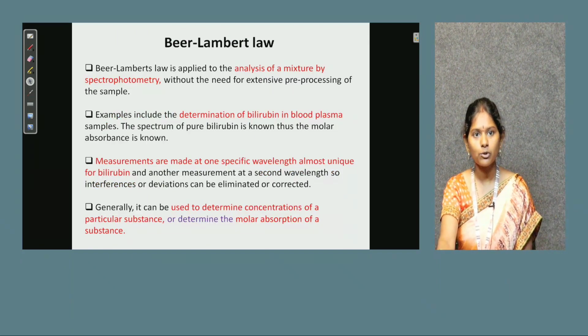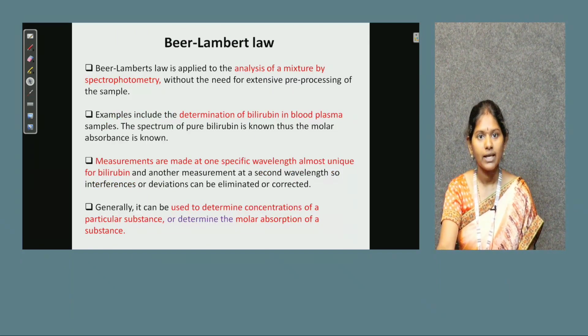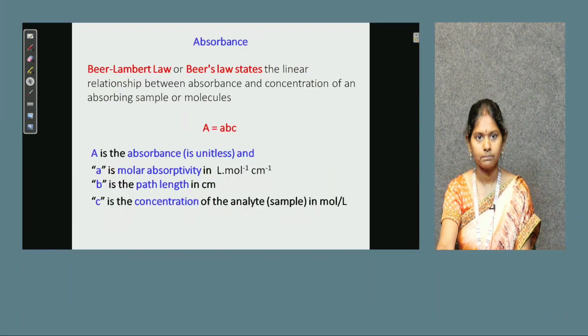Spectroscopy, or spectrophotometry, depends upon the law called Beer-Lambert's law. By using this law, we can determine the concentration of the absorbing molecules, as well as the absorbance, if we know the path length and the extinction coefficient of that particular molecule. So this Beer-Lambert's law can be stated as A equals ABC.